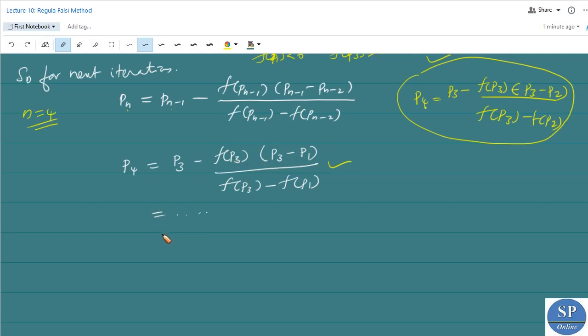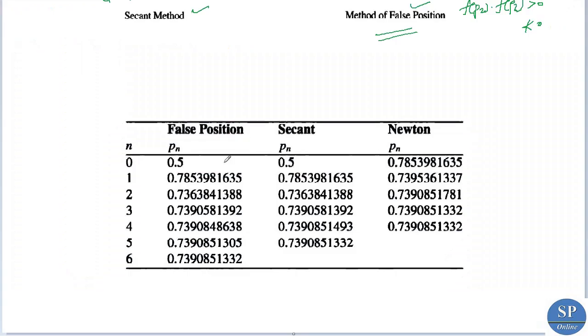After obtaining P4, you have to find f of P4 and check the sign of it, whether it is less than 0 or greater than 0, and then we have to find P5, etc. Continuing in this way, you will get the remaining iterations like this. So you can verify this.